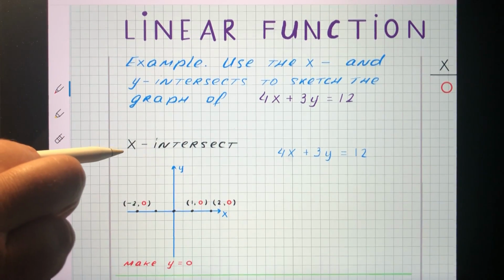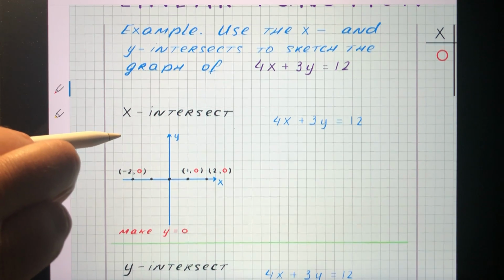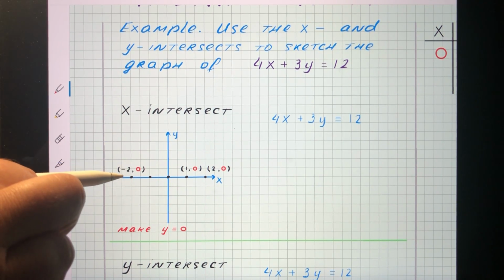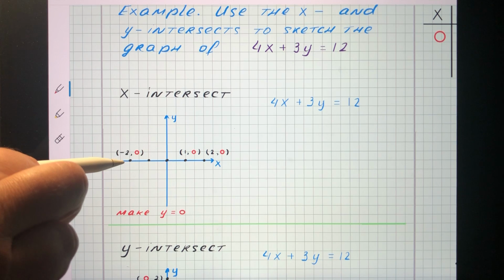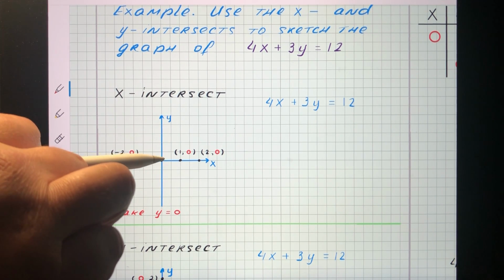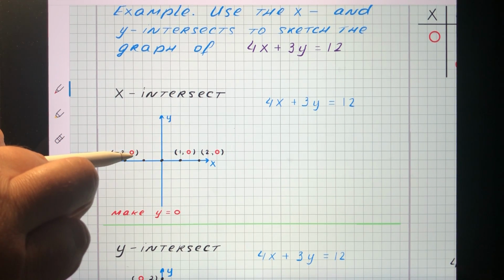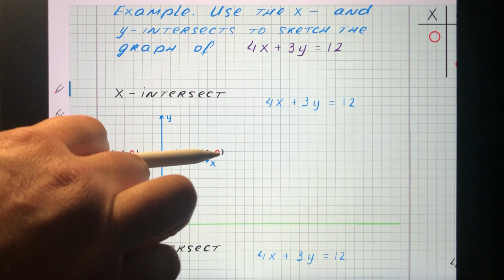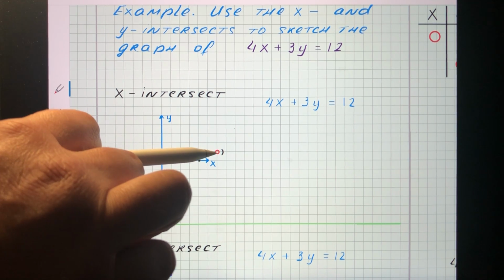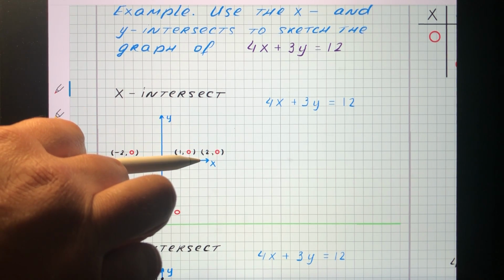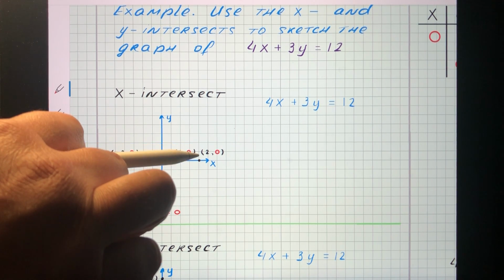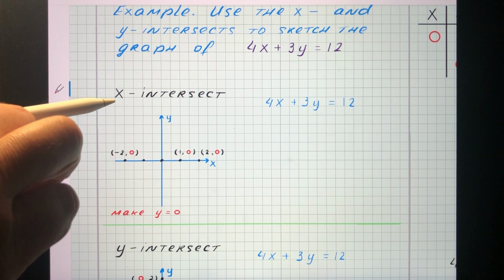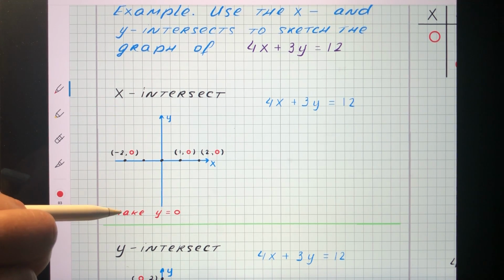What does it mean, the x-intersect? The x-intersect means the place where the graph crosses the x-axis. And if we look at the points on the x-axis, we notice that the y-coordinate of every one of these points is always 0, which means to find the point that is straight on the x-axis, the height of that point must be 0. So to find the x-intersect, we need to make y equals 0.